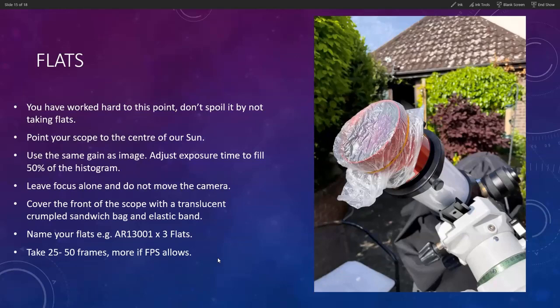I then label the image that I'm taking, like I did before, sun disk times 0. In this case, I've used an example of active region 13001 times 3 flats. 3 means that's the level of magnification that I was using. And then I'll aim to take about 25 to 50 frames or more if the FPS allows.